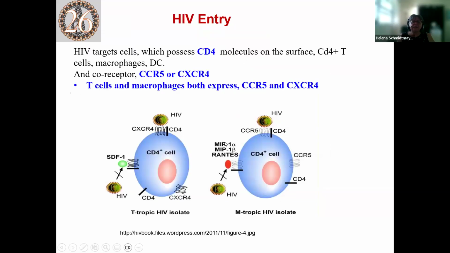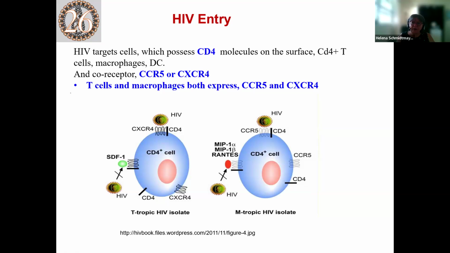Now, there is something very interesting. We already mentioned that the co-receptors for HIV are CCR5 or CXCR4. They are both expressed on both T cells and macrophages. However, during transmission from person to person, only CCR5 viruses can establish infection in the new target.